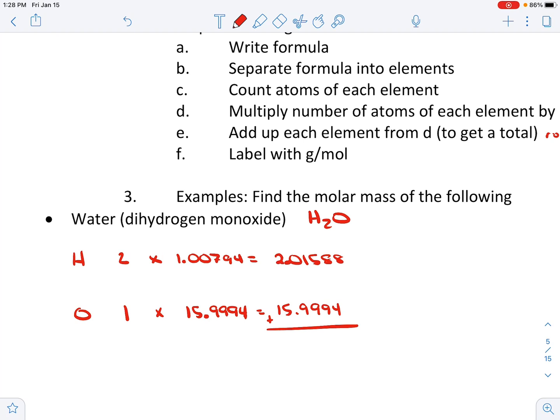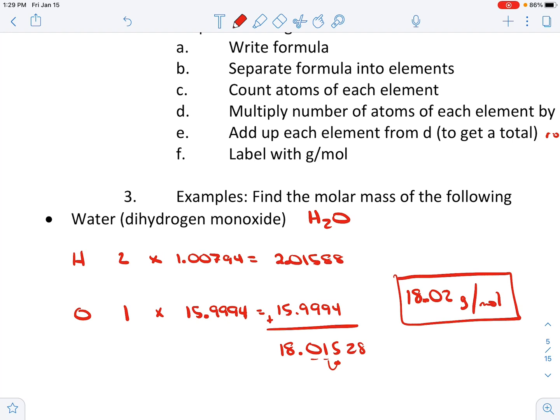And we should get, I'm going to write it all down. My calculator wasn't cooperating. So we've got 18.01528. Now we're going to keep just 2 decimals. So we go right here. That 1 looks to the 5. Is it going to go up or stay? It's going to go up. So our answer is 18.02. And we're going to label it with grams per mole. And there we go. Pretty simple process, hopefully.